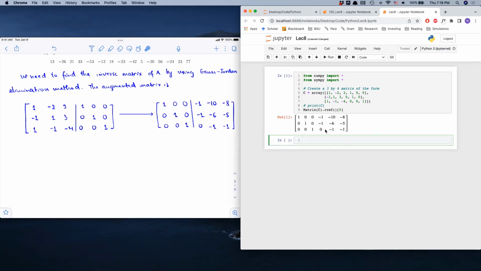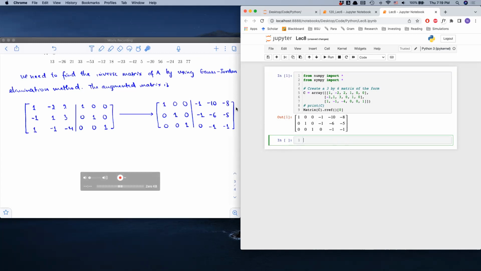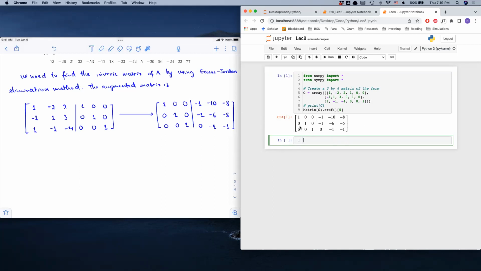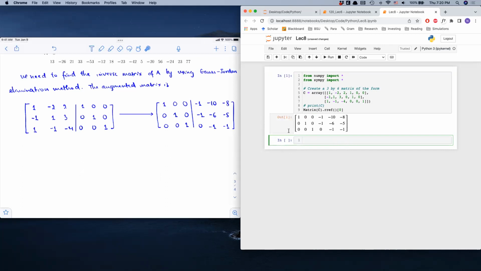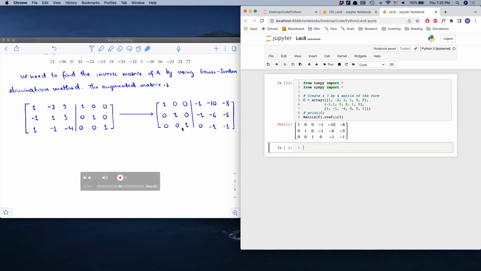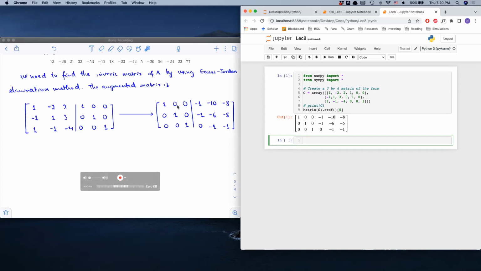And let's see what we got here, right? So the first row is 1, 0, 0, -1, -10, -8. So that's corresponding to what we have over here. Then the second row is 0, 1, 0, -1, -6, -5, right? It's the same with what we have in this reduced row echelon form. And the last row is 0, 0, 1, 0, negative 1, negative 1. So it's the same as well. So we obtain the inverse of the matrix A. Right? So the inverse is of this form. Okay.